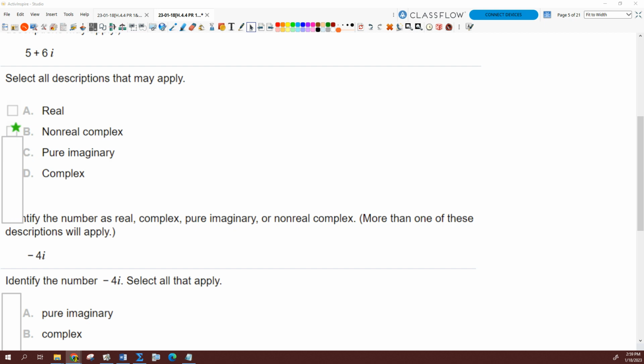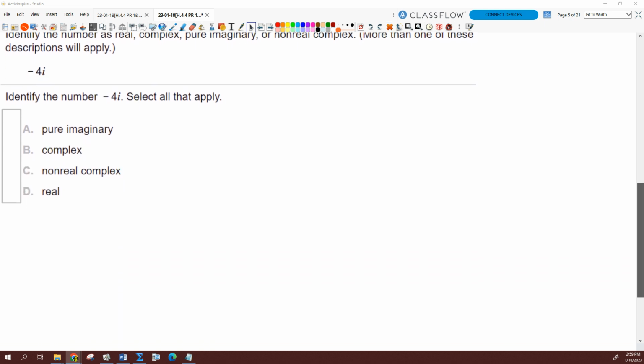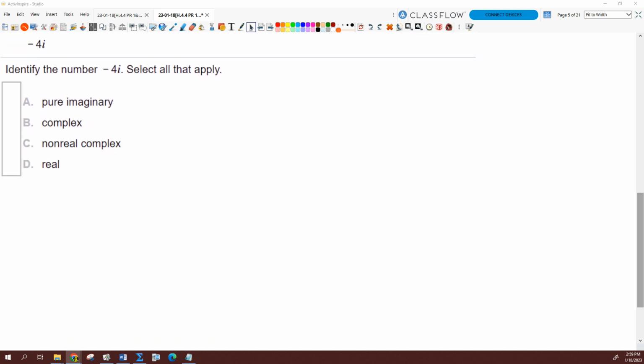No, because it does have a real part, right? A pure imaginary number would only be a number times i. Is it complex? Yes. Good. Okay, how about the number -4i? Is it pure imaginary? Yes, it is. Is it complex? Yeah. Is it non-real complex? Yes. Is it real? No.